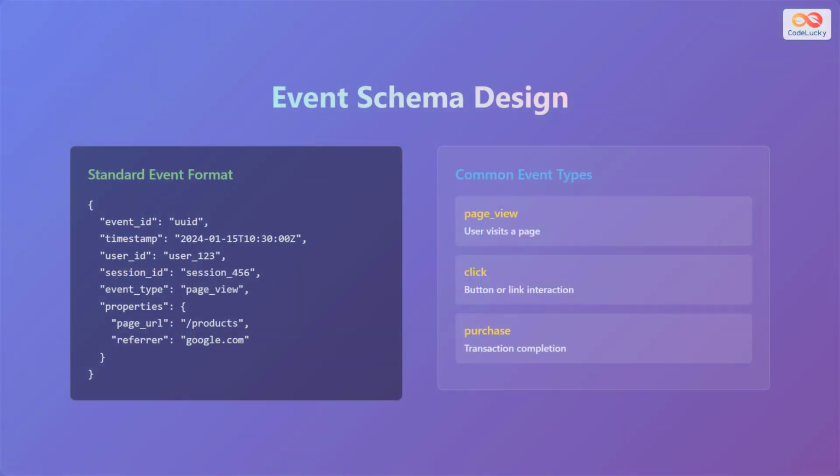This slide focuses on event schema design. A standard event format includes fields such as event ID, timestamp, user ID, session ID, event type, and properties. Common event types include page view, for when a user visits a page, click, for when a button or link is clicked, and purchase, for when a transaction is completed.